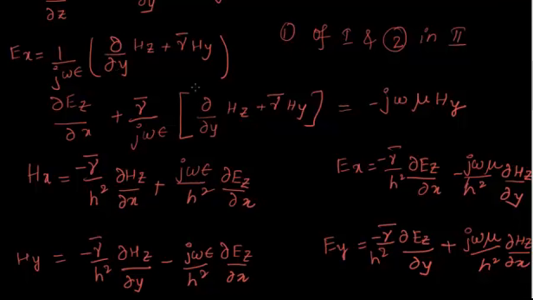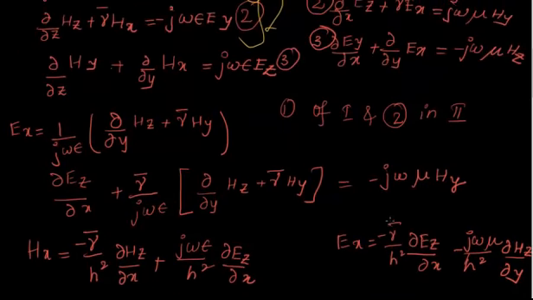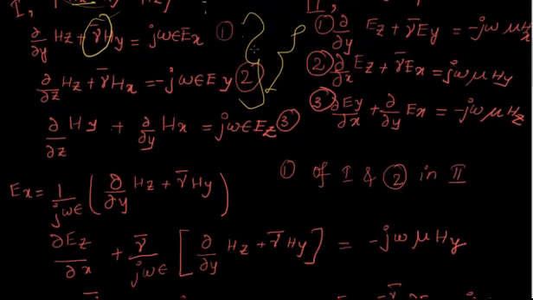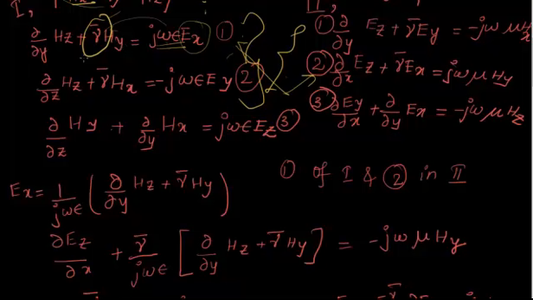Now, after that expansion, you can use equation 1 of first set and equation 2 of second set. These both can be used. That is, you write Ex, you take this J omega epsilon this side. So you get Ex is equal to 1 by J omega epsilon dou by dou y Hz plus gamma bar Hy. Now you put this equation in 2 of second set.